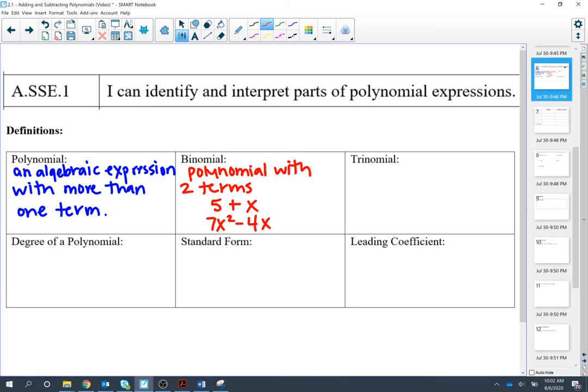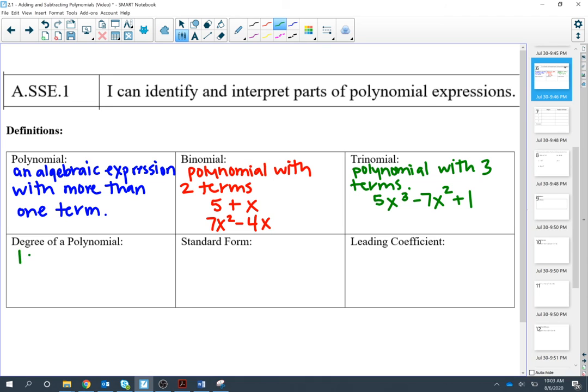A trinomial, think of a tricycle, is a polynomial with 3 terms. Kind of like a tricycle has 3 wheels. This example would be 5x cubed minus 7x squared plus 1. The 5x cubed is 1 term, the 7x squared is another term, and the 1 is a 3rd term. Those are your 3 terms, and they're separated by the pluses or minuses. So that's a trinomial.